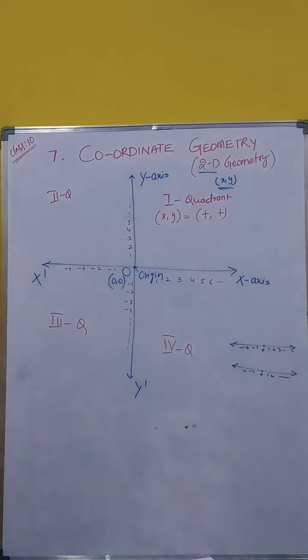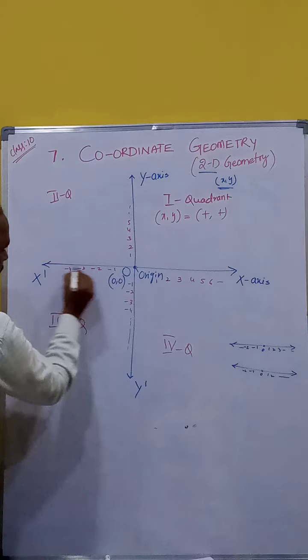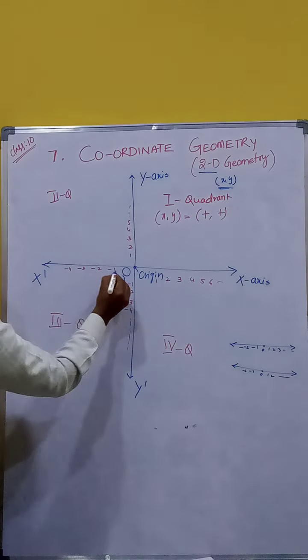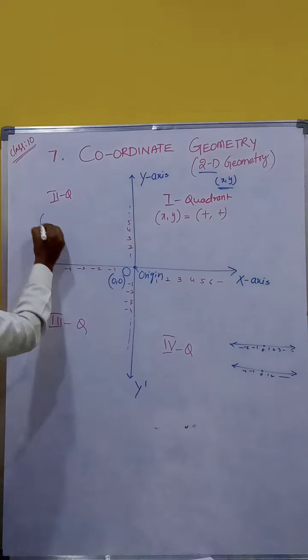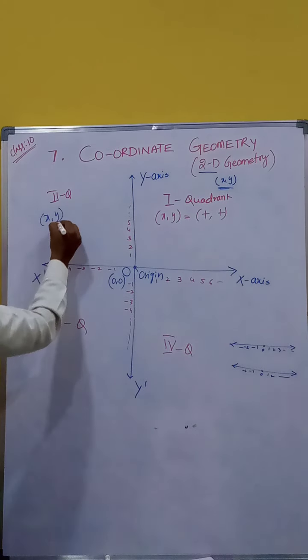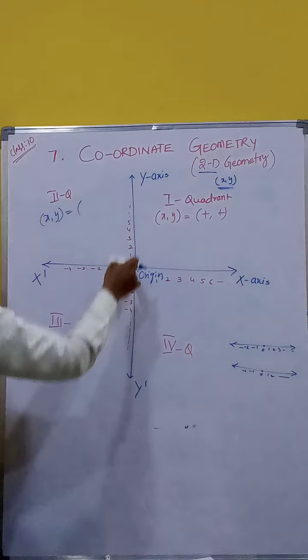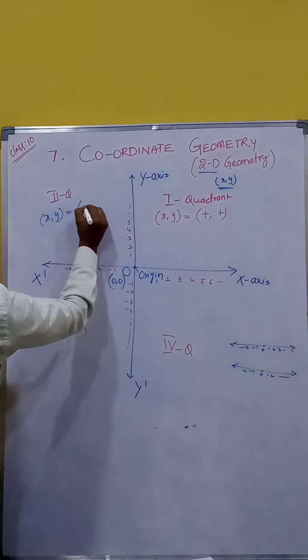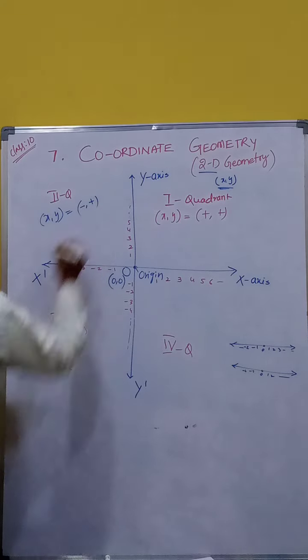Now come to the second quadrant. In the second quadrant, observe the x-axis points. The x value is negative and the y value is positive. That means minus comma plus.